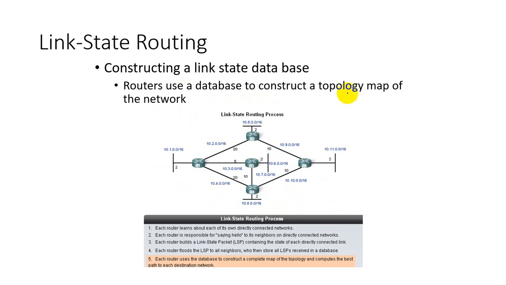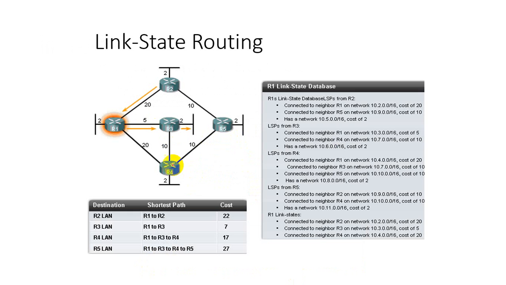Routers use the database to construct a topology map of the network. So how is the LSDB formed? The LSDB is formed by constructing a topology map of the network. Each router uses the database to construct the complete map of the topology and computes the best path to each destination network. Okay, this is the link state routing process.